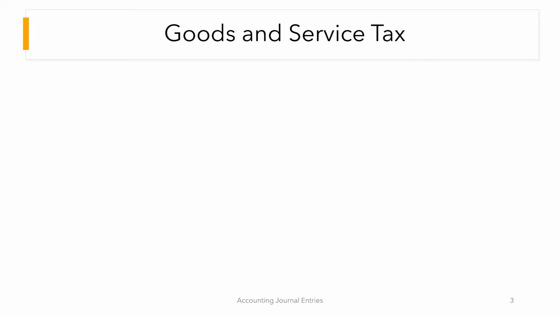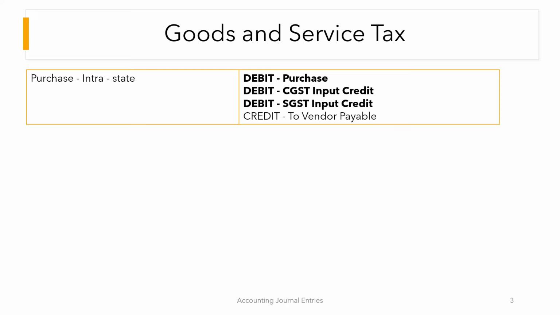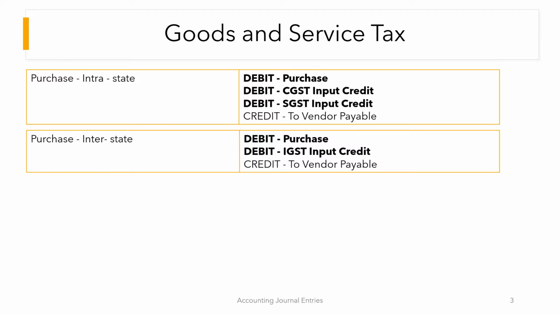The journal entries for goods and service tax. For purchase of goods intra-state, the entry would be to debit purchase, debit CGST input credit, debit SGST input credit, and credit to vendor payable. For purchase interstate, debit purchase, debit IGST input credit, and credit to vendor payable.